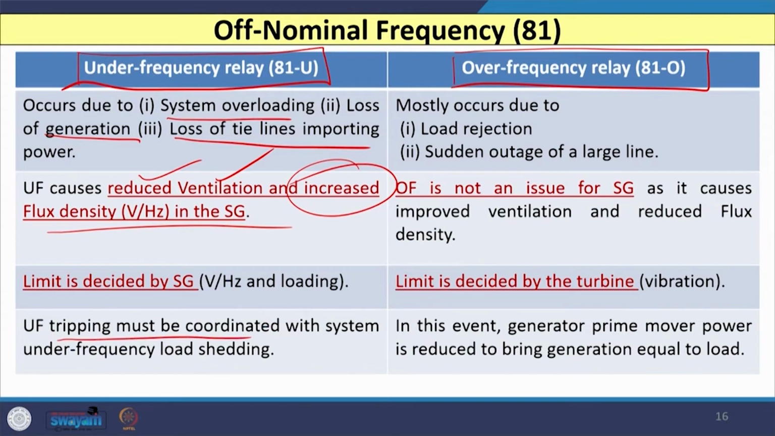On the other hand, if we consider over frequency, then the reason for over frequency is the rejection of load, or maybe a sudden outage of a large line. The difference between under frequency and over frequency is that in case of under frequency the flux density is increased, whereas in case of over frequency it is reduced. That is why the limit of under frequency is decided by the synchronous generator, whereas the limit of over frequency is decided by the turbine. In this case the generator prime mover power is reduced to bring the generator equal to the load, so that this can be tackled.